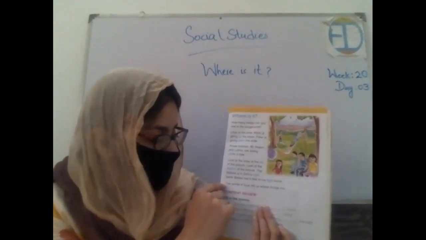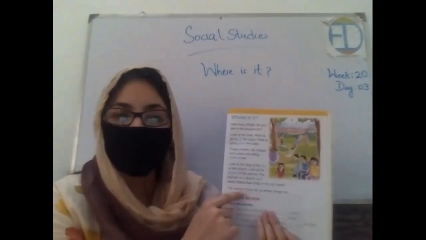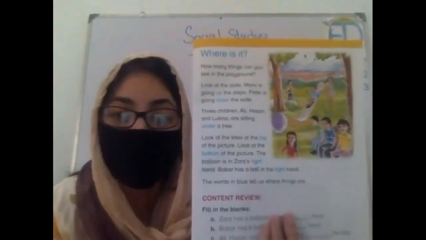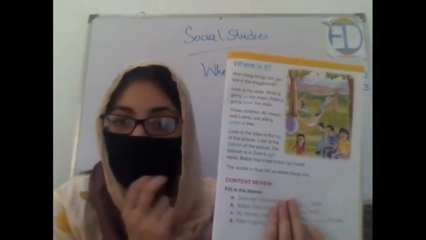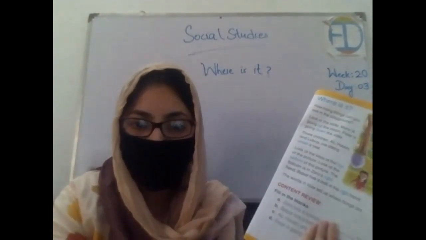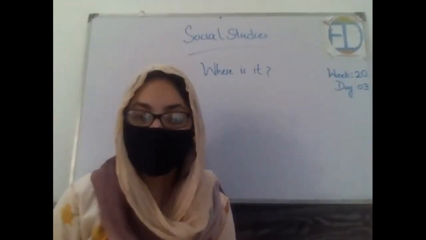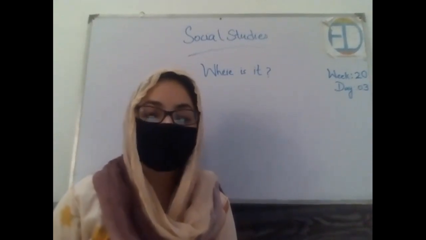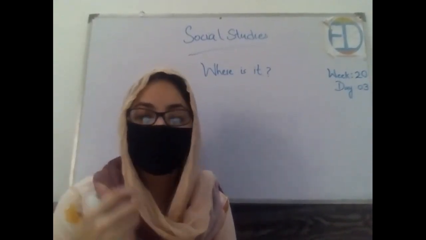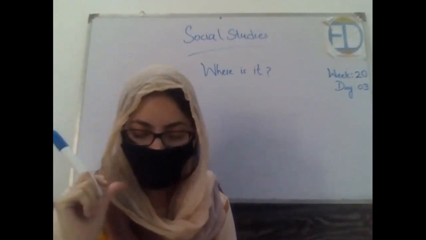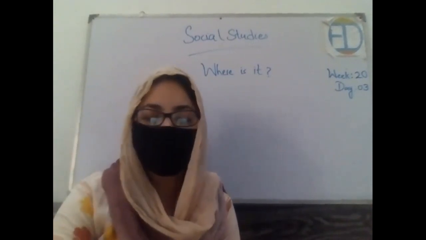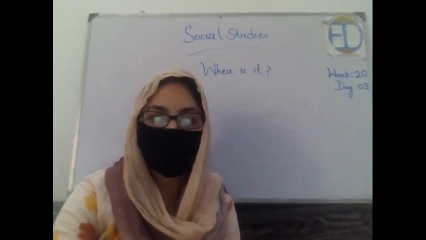Okay. What else? The words in blue tell us where things are. Now, all of the words which are in blue in this section, they basically tell you about the things, that where things are or what is the position of those things, right? So these are only a few words that tell us about the position of something, where the thing is placed. There are a lot of other words. We will learn them together. So I'm going to share the screen with you, and you will see the different other words which basically tell us about the position of something.